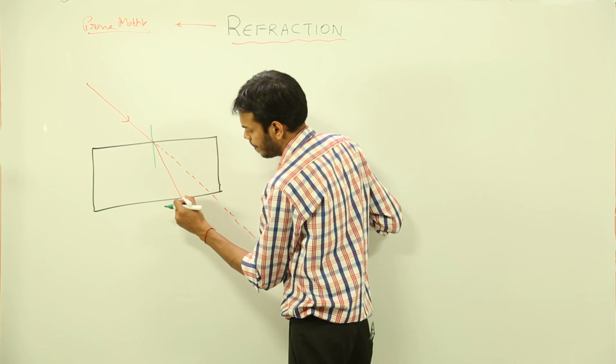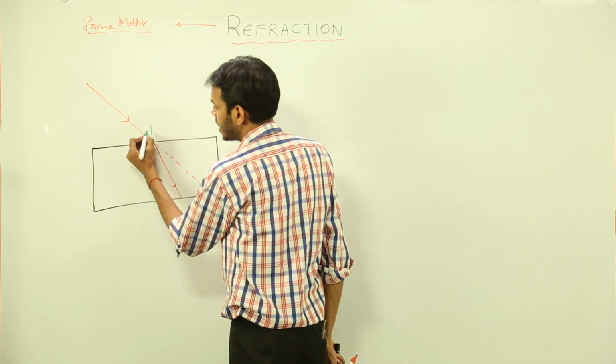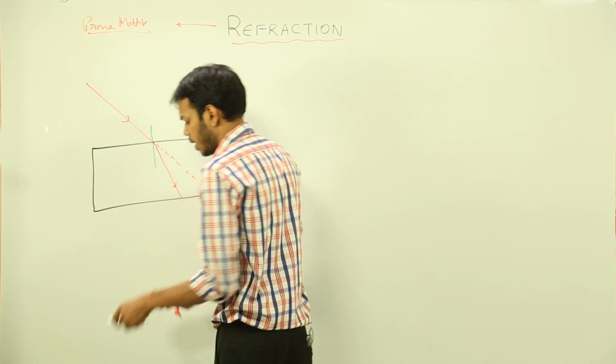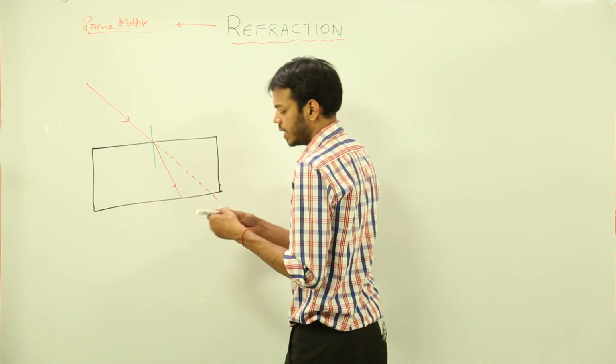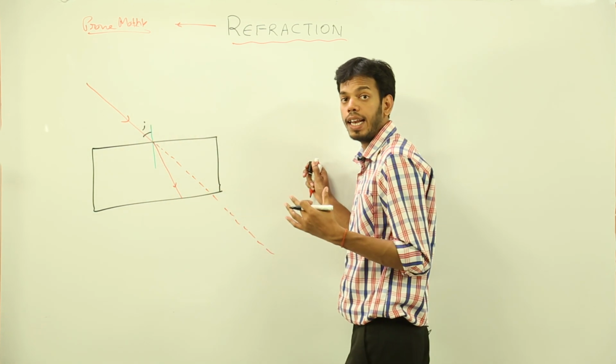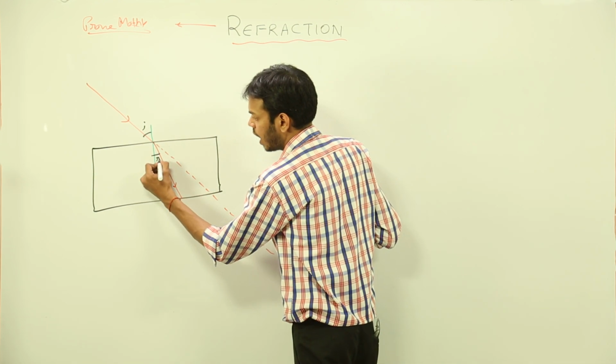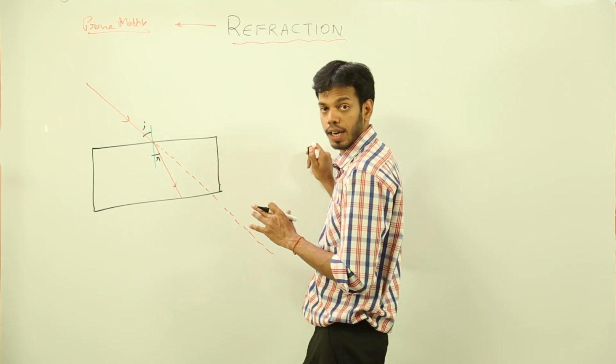So here, what are the angles involved now? The angle at which light is incident on the surface is called angle of incidence, which is I. The angle at which light is refracted from the normal is called angle of refraction, R, right? So we have our I and R.